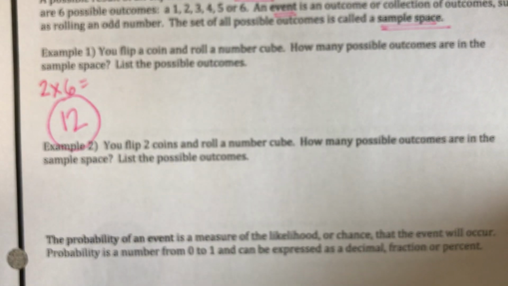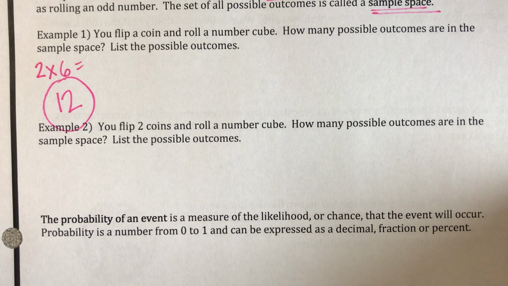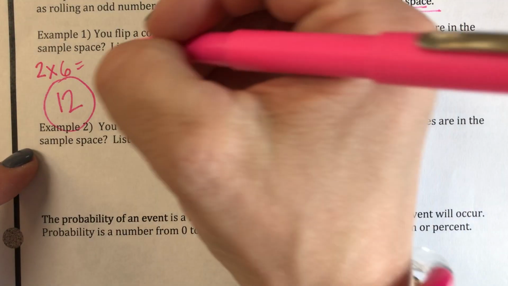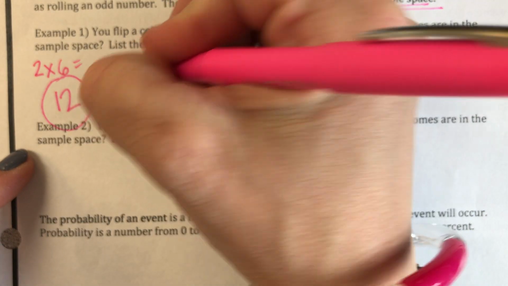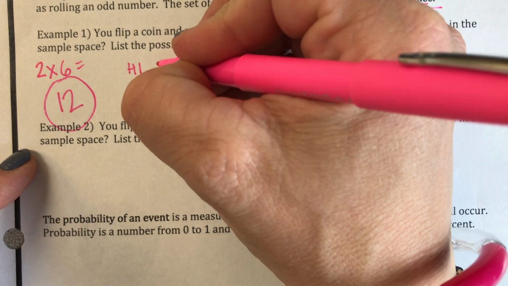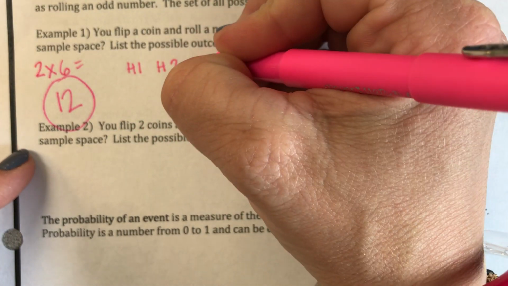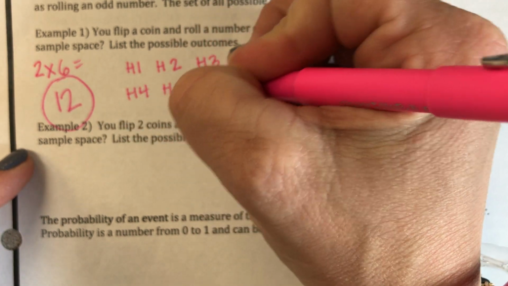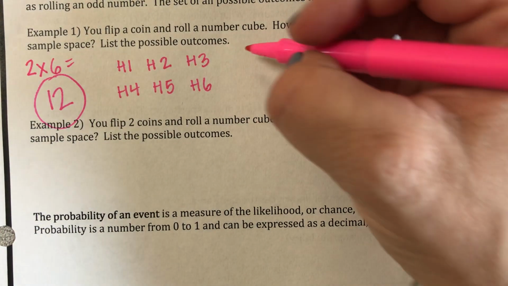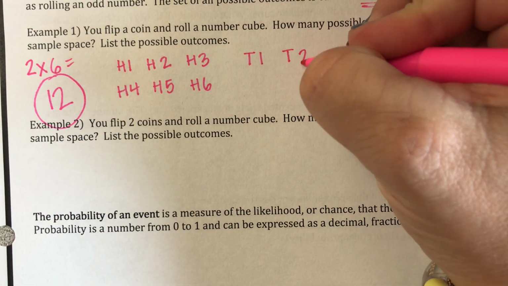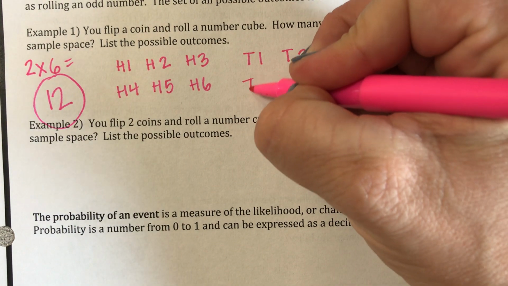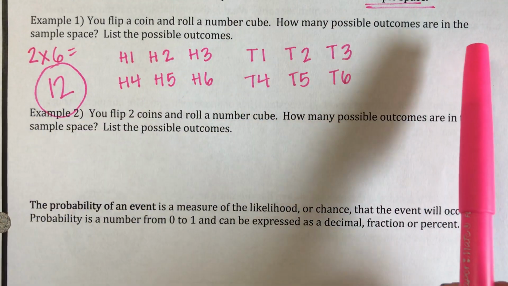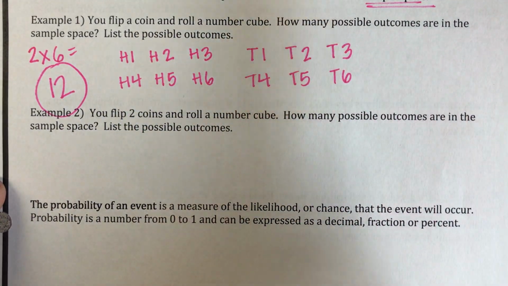Okay, but what we are going to have to do this chapter, and there's only a couple of them on your homework, is list out the possible outcomes. So for example, when you flip your coin, you could get heads and then a 1 when you roll your dice, or heads and then a 2, or heads and a 3, heads and a 4, heads and a 5, heads and a 6. Or you could get tails and roll a 1, tails 2, tails 3, tails 4, tails 5, tails 6. So these are our 12 possible outcomes, and this right here is called your sample space.